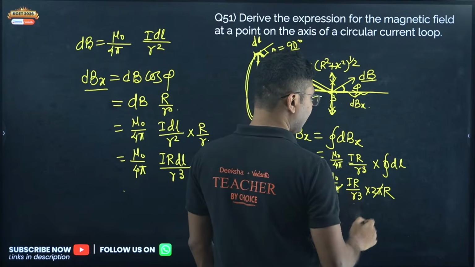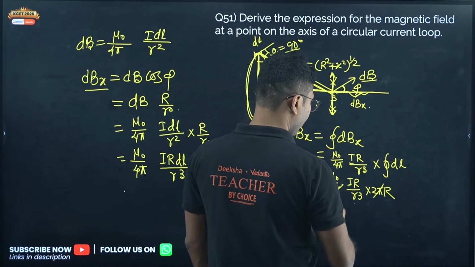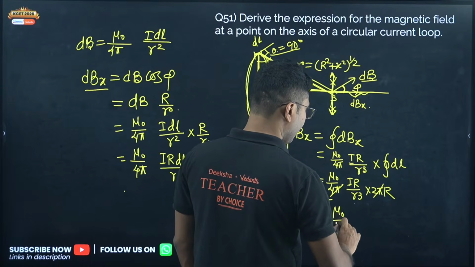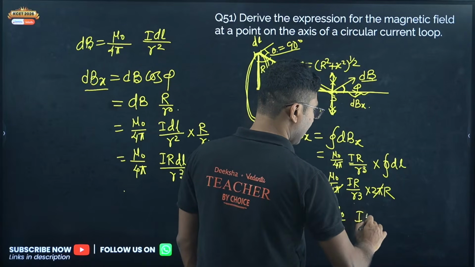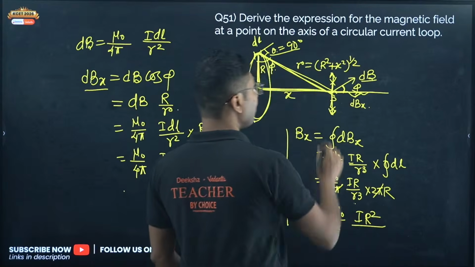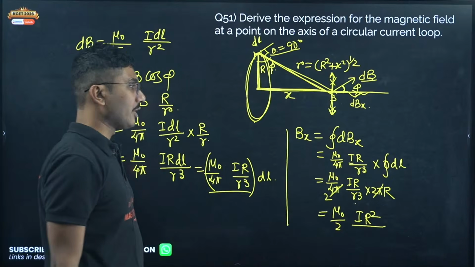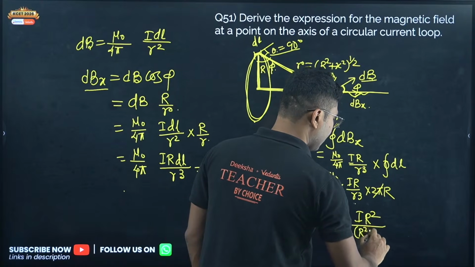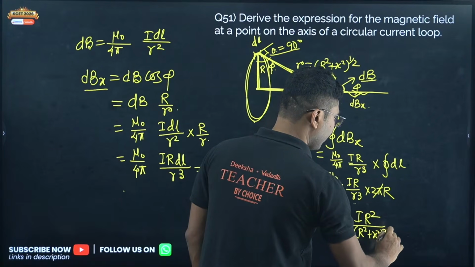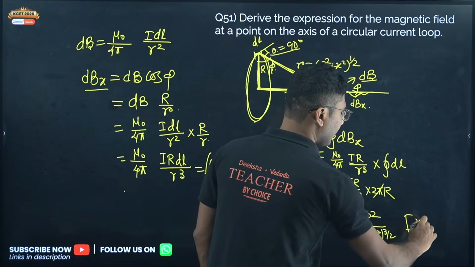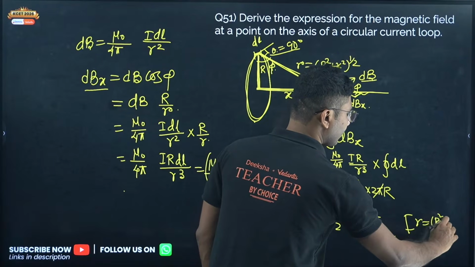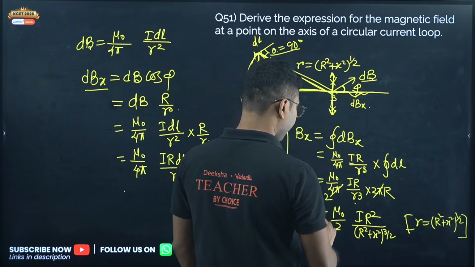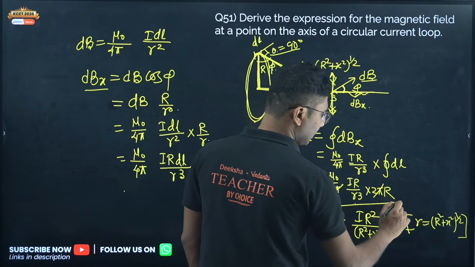So 4 pi and 2 pi cancel, you get a 2 over here, and now let us finish the answer. Mu naught by 2 I r square divided by r cube. Small r is r square plus x square to the power of half, and cube of that means r square plus x square to the power 3 by 2. So this is the expression for magnetic field on the axis of a circular coil.